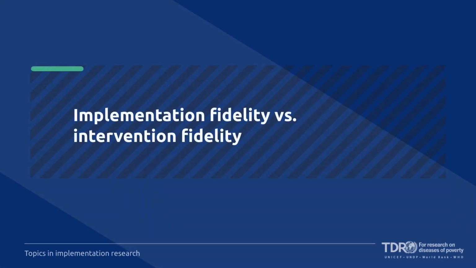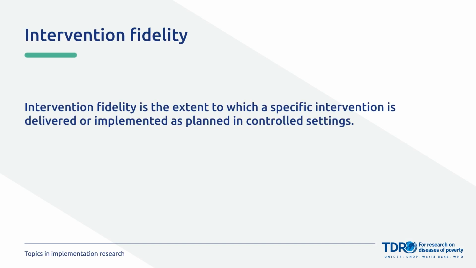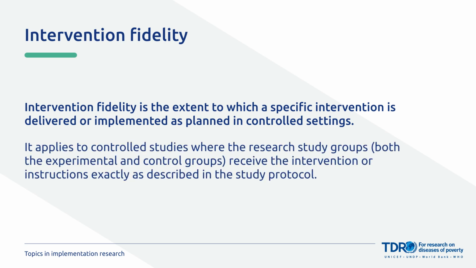Although implementation fidelity and intervention fidelity are often used interchangeably in literature, they are distinct terms. Let's look at each in a little more detail. Intervention fidelity is the extent to which an intervention was delivered as planned in controlled settings. It applies to controlled studies where the research study groups, both the experimental and control groups, receive the intervention, or instructions, exactly as described in the study protocol.